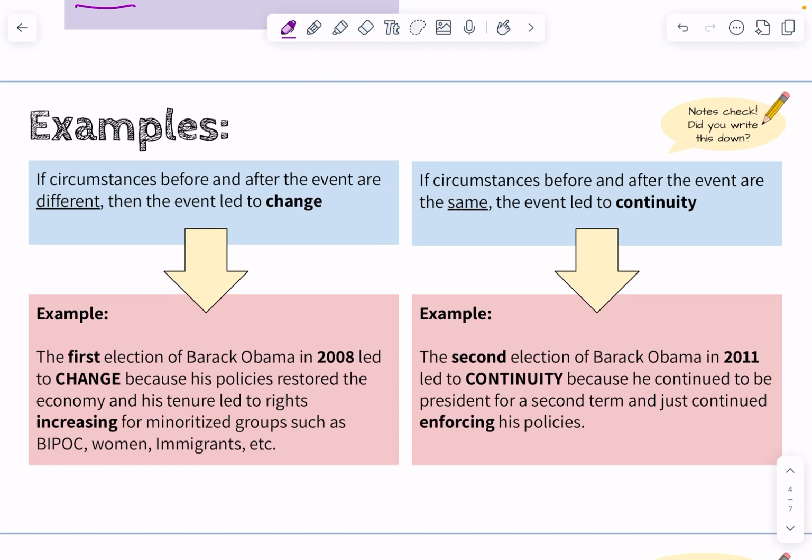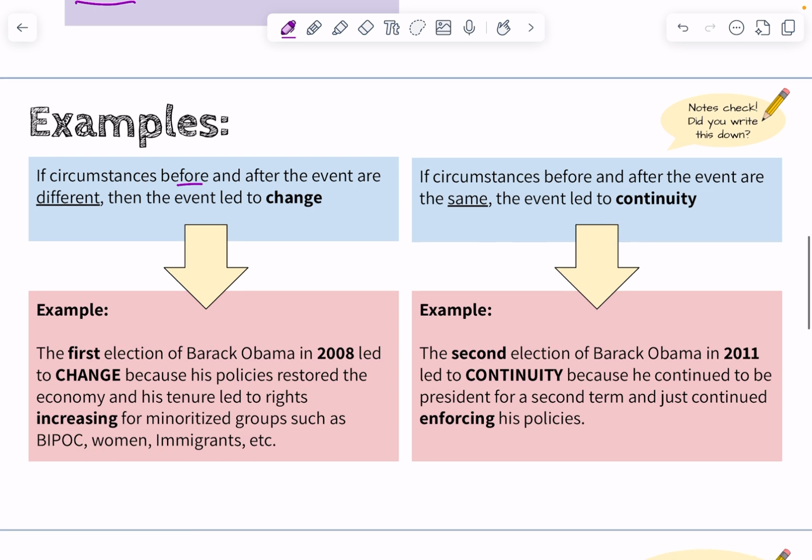All right, let's go over two examples of change in continuity. So the first, if circumstances before and after the event are different, then the event led to change. Specifically, let's look at this example. The first election of Barack Obama in 2008 led to change because his policies restored the economy, and his tenure led to rights increasing for minoritized groups such as BIPOC, women, and immigrants, etc. So essentially this is saying Obama's first election, when he was elected, it led to change because he gave more rights to people.